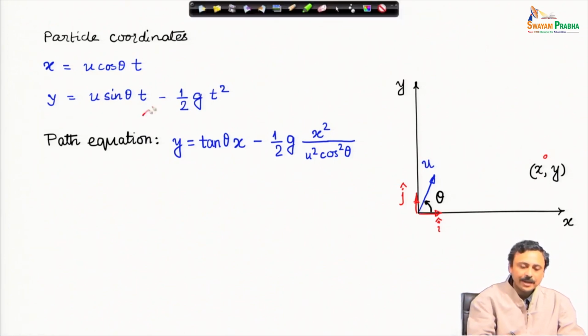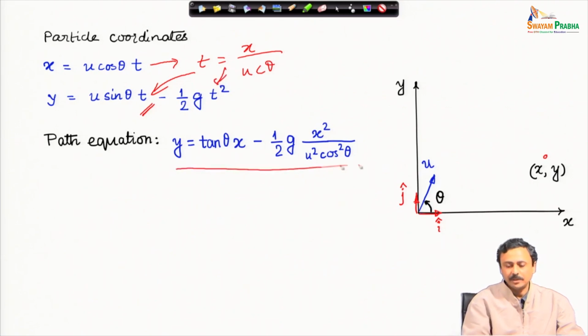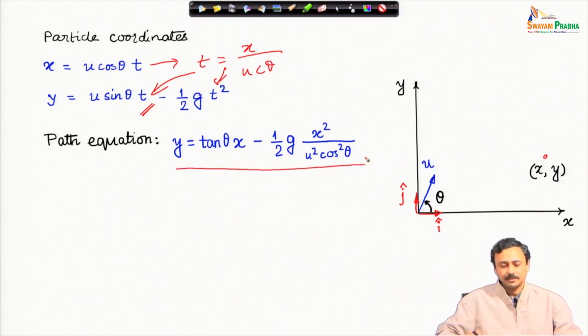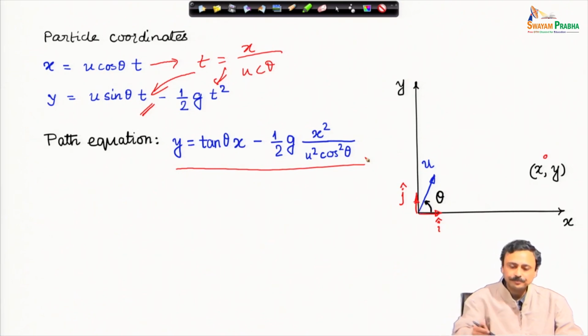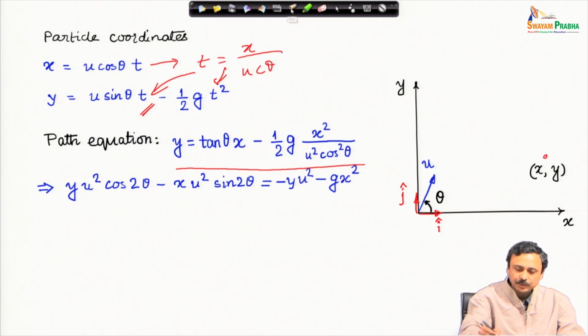So, you eliminate time here. You solve for time from here, t is equal to x by u cos theta, and you substitute in here, and then you will obtain the path equation, the equation of the path. When you simplify the path equation, you get this expression.